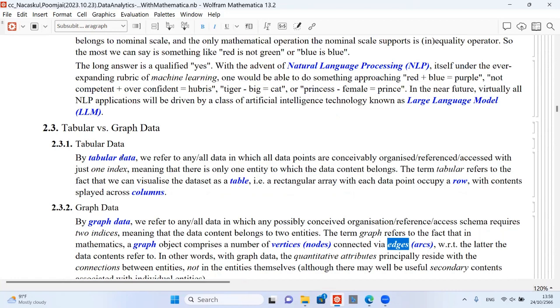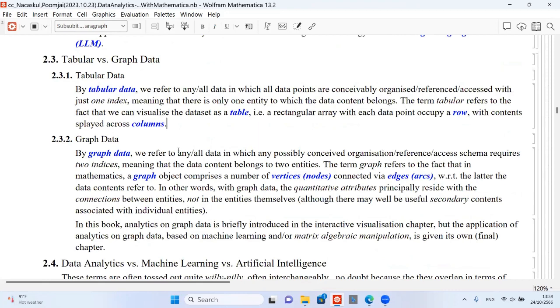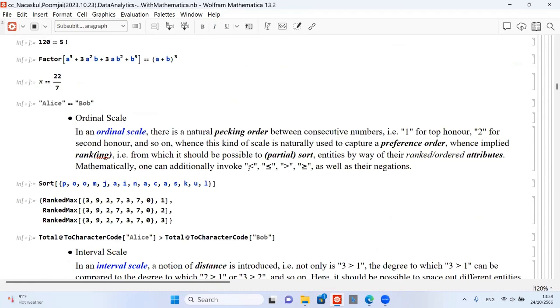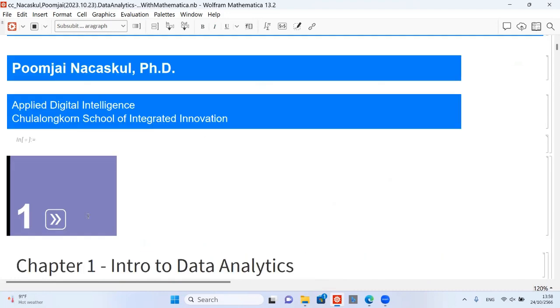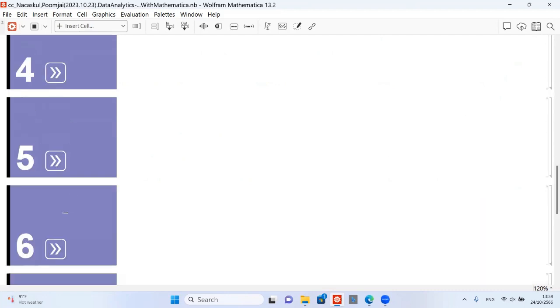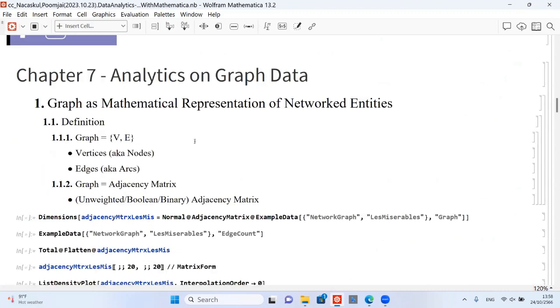So tabular data is treated from chapter 1 to whatever, chapter 3, 4, 5, 6. And this is treated in the final chapter 7. Okay, so let's go to chapter 7. Okay, chapter 5. So this is exactly what we talked about.